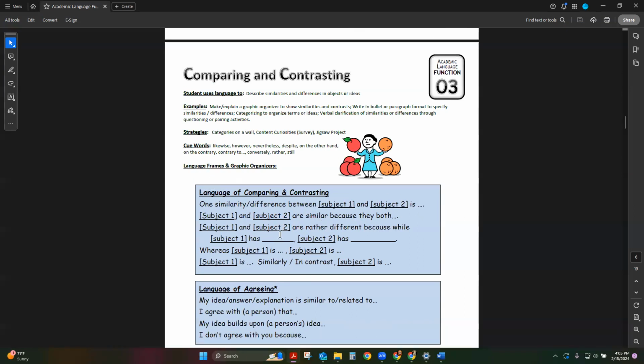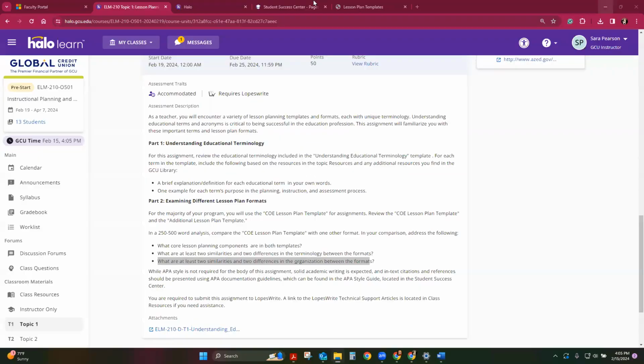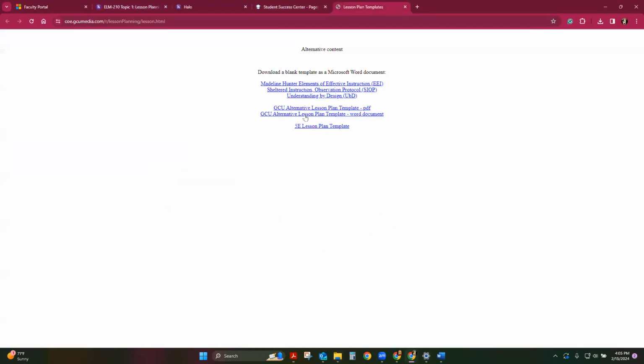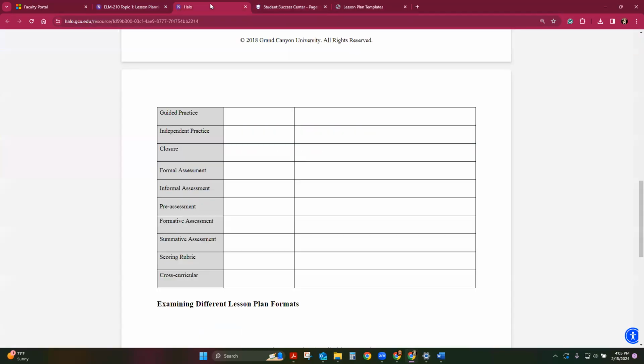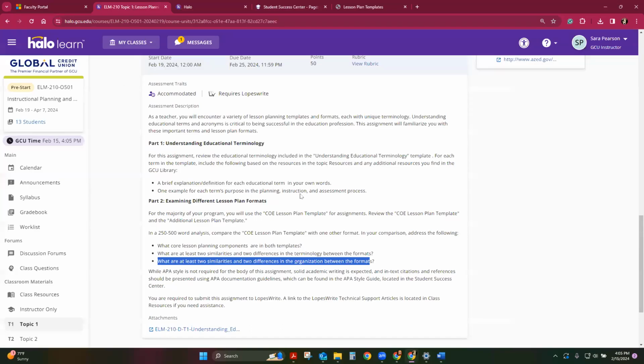So if this type of writing is challenging for you, you can go into this function toolkit that will help you with comparative writing. What's most important is you need to have a topic sentence. You need to introduce what plans you're talking about. Because there are so many plans within the Student Success Center, I don't know which ones you're referring to unless you tell me. So make sure that you're very explicit with that. The more detail, the better.